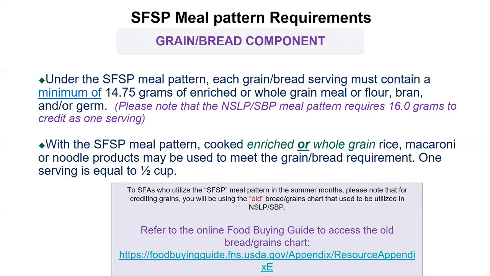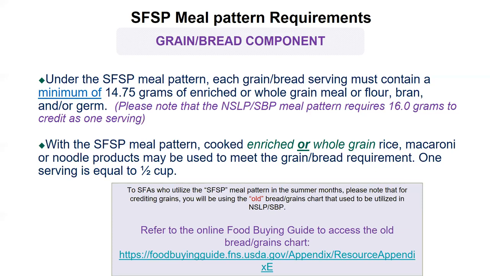And if you've been around the block for a while, you'll think of this as the old bread grain chart, because that's what we're still using for the SFSP meal pattern. With the SFSP meal pattern, cooked, enriched, or whole grain rice, macaroni, or noodle products may be used to meet the grain bread requirement. And we talk in terms of servings under SFSP meal pattern. So one serving, which is required for breakfast, for lunch, for supper, one serving is equal to a half cup of these cooked items, rice, macaroni, or noodle.